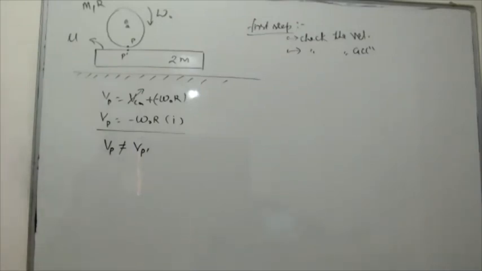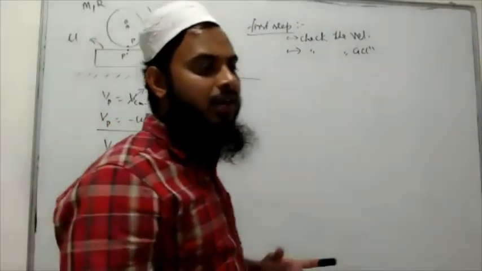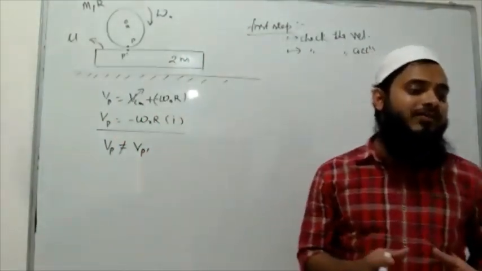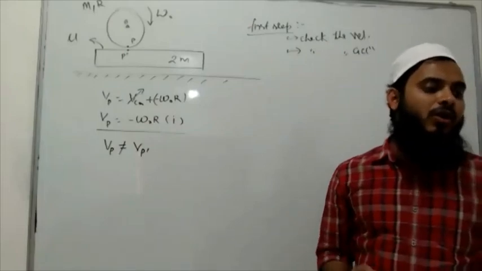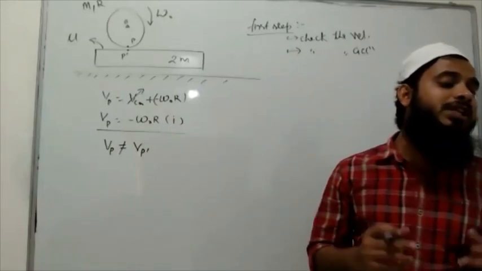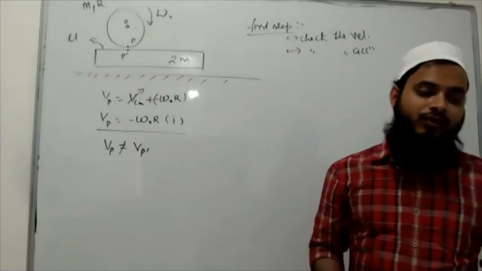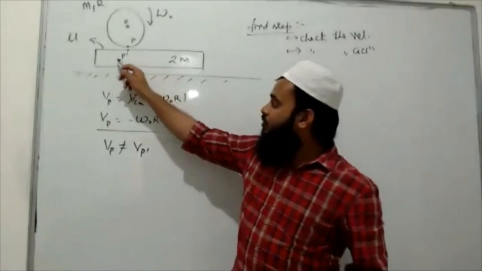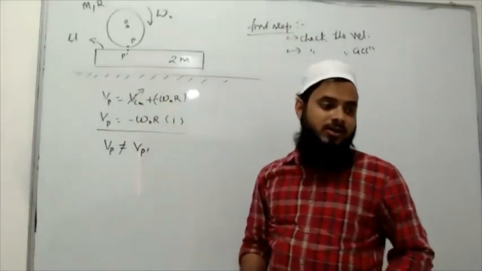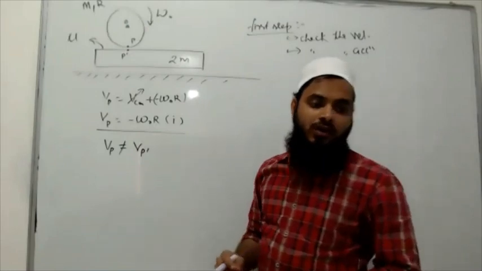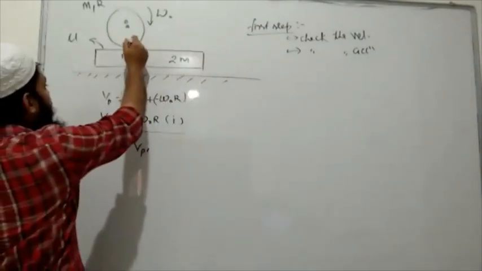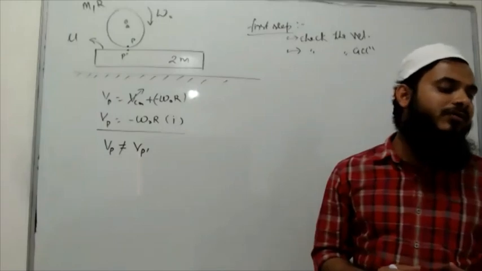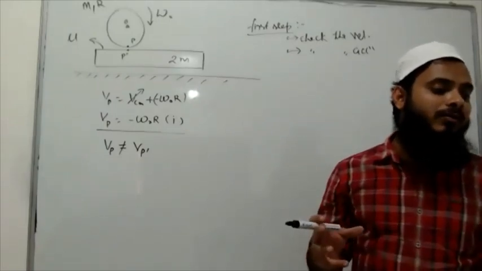Kinetic friction force will come. And what is the work of the kinetic friction? The work of the kinetic friction is to equalize the velocity of the points of contact. So what should be the direction of the friction force? This point is going in the backward direction.